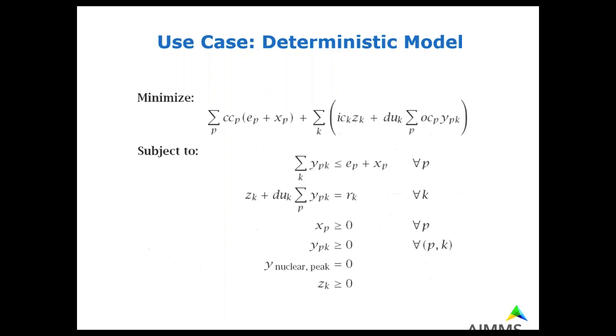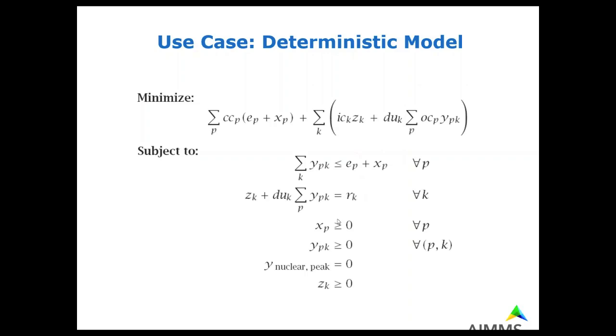The deterministic model can be formulated as presented on this slide. Basically, we have the expansion capacity decisions, the X decisions, and we have decisions for allocating capacity to demand categories, and also possible import of new capacity. And we have a few other assumptions, like, for example, the nuclear power plants cannot be used during the peak hours.